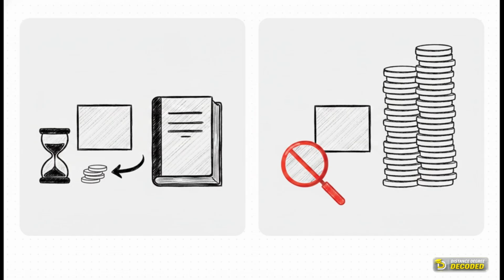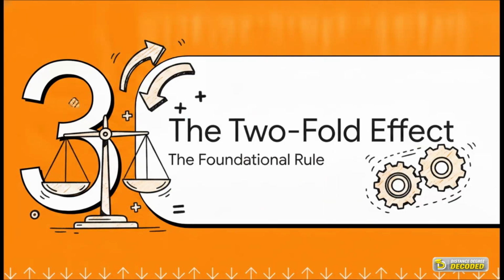It stops companies from artificially inflating their worth based on wild market guesses, which keeps the game fair for everyone watching. That brings us to Section 3, the twofold effect. This is the foundational rule. Let's look at how this builds into the absolute most critical mechanic of our game.